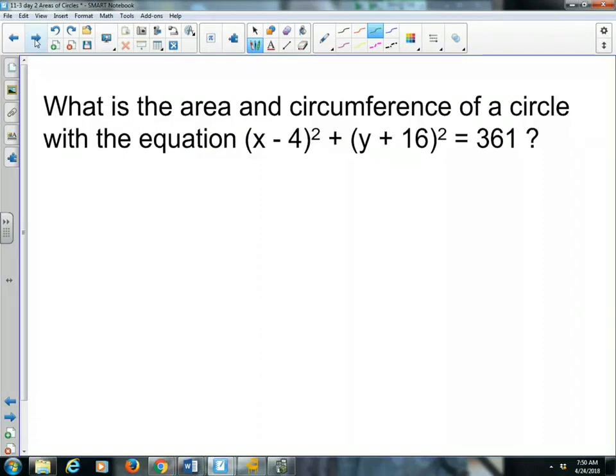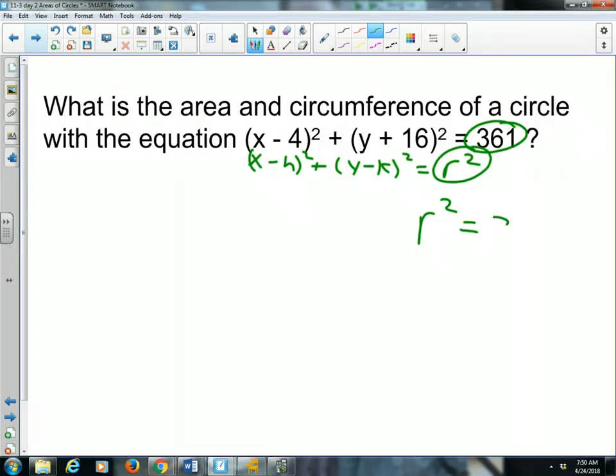Next one. This time, what is the area and the circumference of a circle with this equation? Remember, class, it's x minus h quantity squared plus y minus k quantity squared equals r squared. So on the right side is r squared. R squared, the radius squared, is 361. So if we square root, we would get r. What is the square root of 361? The square root of 361 is 19.